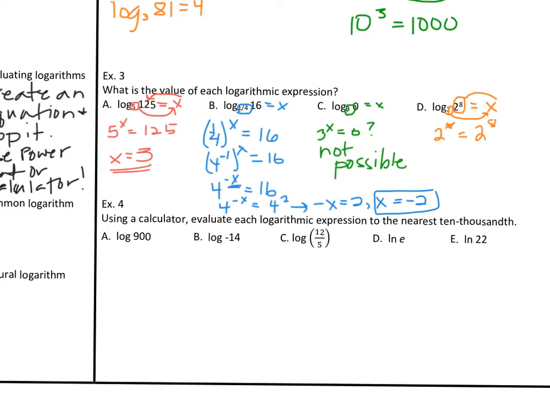Well, this one's kind of a no-brainer. 2 to the x power equals 2 to the 8th power. X would just equal 8. And there you go. Evaluating logarithms just by creating an equation, looping, and then either guess and check or use your calculator.